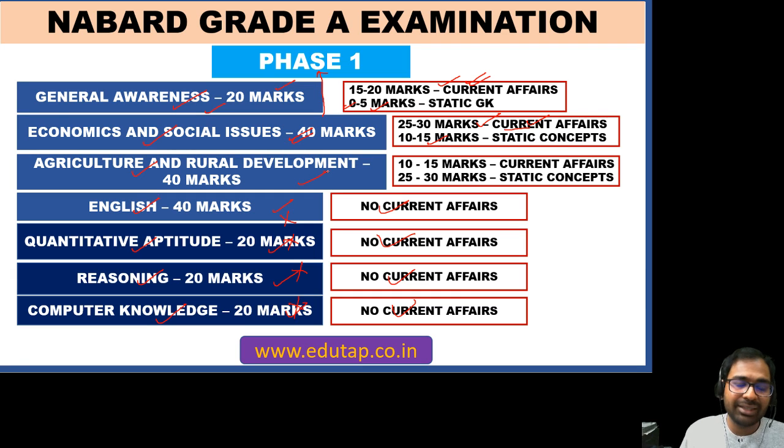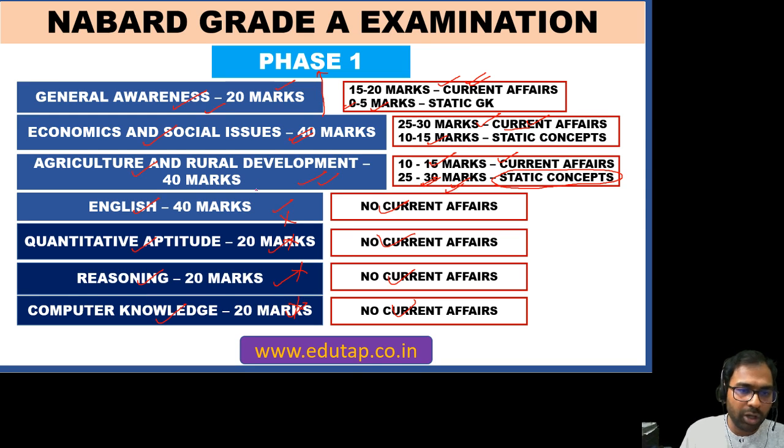When it comes to ARD, the thing is different. The strategy required is totally different because the majority of the paper is based on static concepts, starting from 2017 as well as 2018. Only 10 to 15 marks of the paper is based on current affairs. Majority of the paper is based on static knowledge when it comes to agriculture and rural development in the NABARD grade A examination. This has been seen in 2017 as well as 2018. Yes, in 2016 the case was different. In that year there were more current affairs based questions, but in 2017 the trend was reversed, right? So current affairs 10 to 15 marks and 25 to 30 marks static concepts.